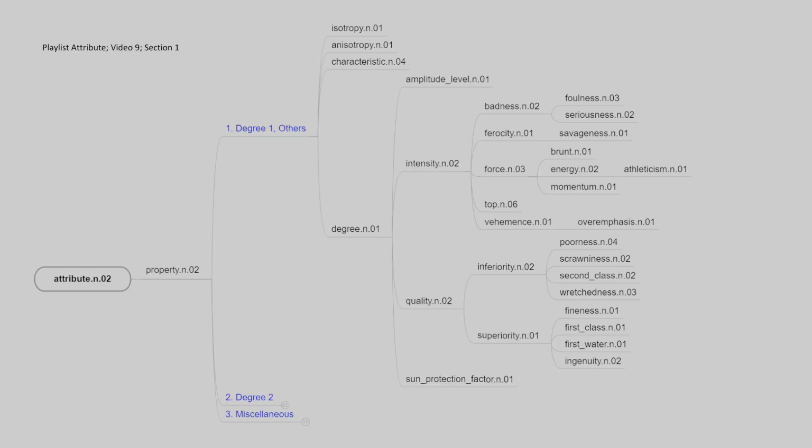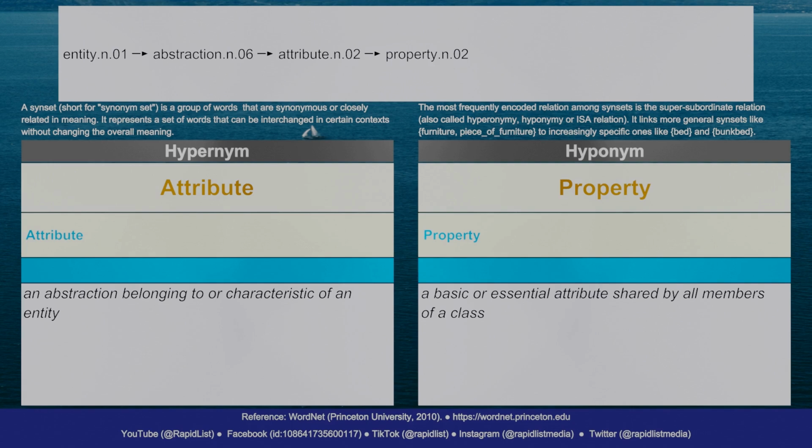Section 1. In this section we will explore the property degree and some miscellaneous properties, such as isotropy and characteristics. This section is the first of two sections devoted to the hypernym degree. Property. A basic or essential attribute shared by all members of a class. A study of the physical properties of atomic particles.